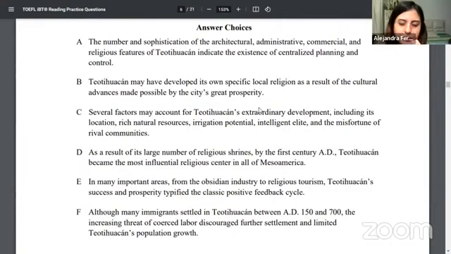Sorry, Andrea, how many options do we have to choose? Great.